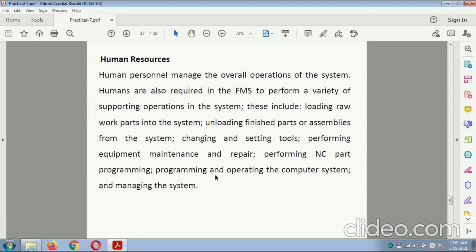Human resources. The human personnel manage the overall operation of the system. Humans are also required in the FMS to perform a variety of supporting operations in the system. These include loading raw workstock, unloading finished parts or assemblies from the station, changing and setting the tools, performing equipment maintenance and repair, performing NC part programming, operating the computer system and managing the system.